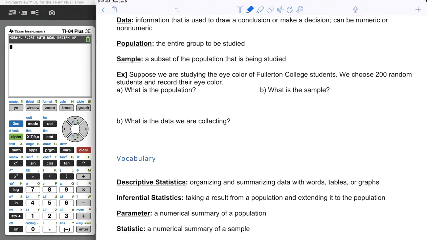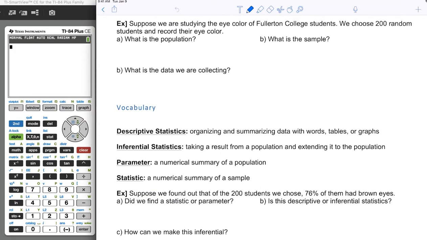So here's the first example in the notes. Suppose we are studying the eye color of Fullerton College students. We choose 200 random students and record their eye color. A. What is the population? So the population is the entire group to be studied. So in this case, the population would just be Fullerton College students.